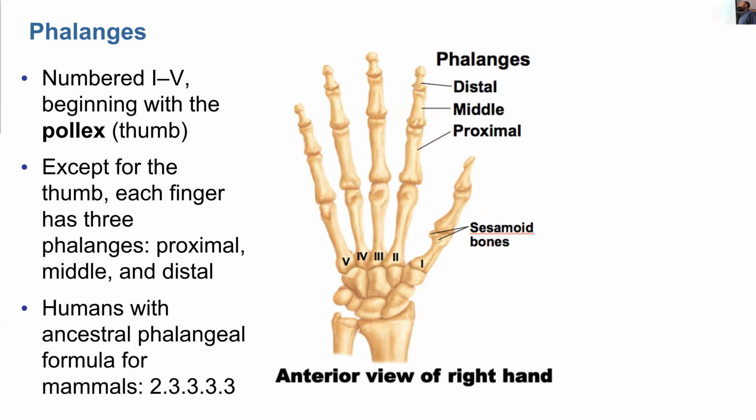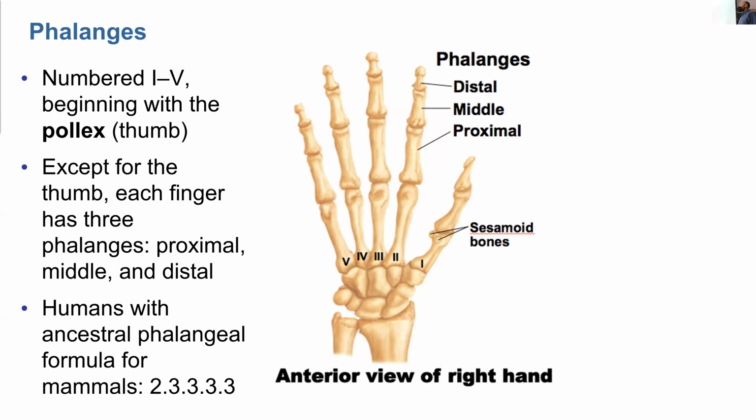And so we describe this phalangeal formula as 2, 3, 3, 3, 3, which basically means that in the order of digit 1, 2, 3, 4, 5, digit 1, the thumb, has 2 phalanges, digit 2 has 3 phalanges, digit 3 has 3 phalanges, and so on.